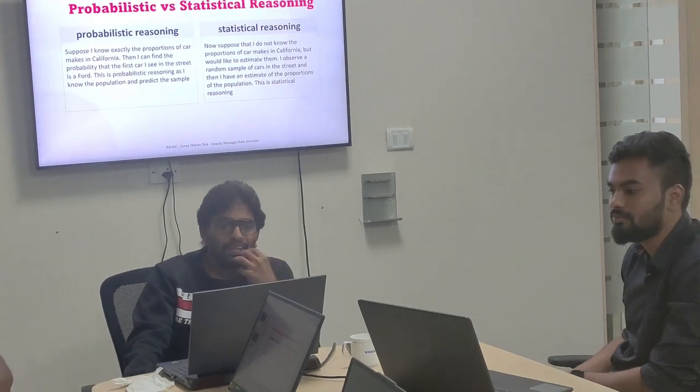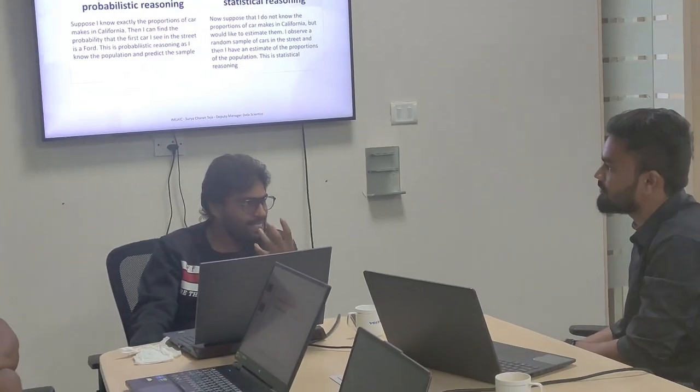Perfect. So then, what is statistical reasoning? Yes, sir. Our senior data scientist very well explained the probabilistic reasoning. So, yes, when we know the proportion, we can do the probabilistic reasoning. So you know the proportions of that Ford car you mentioned, right? So then we can do this probabilistic reasoning. But what if we don't know the proportions? So in that case, what do we have to do? Correct. We have to take the sample. So we have to estimate.